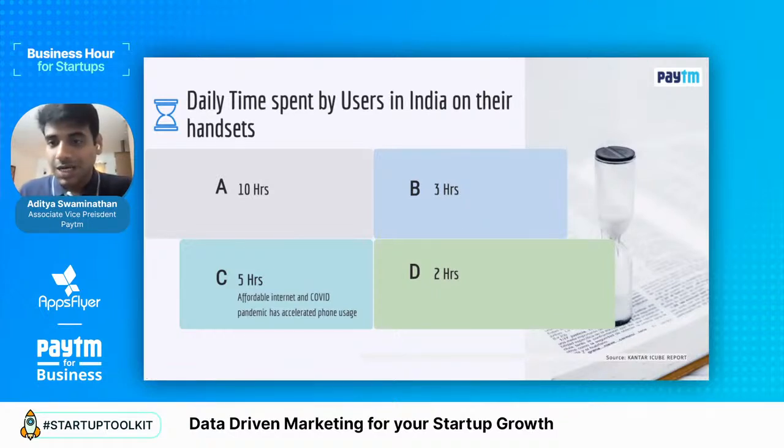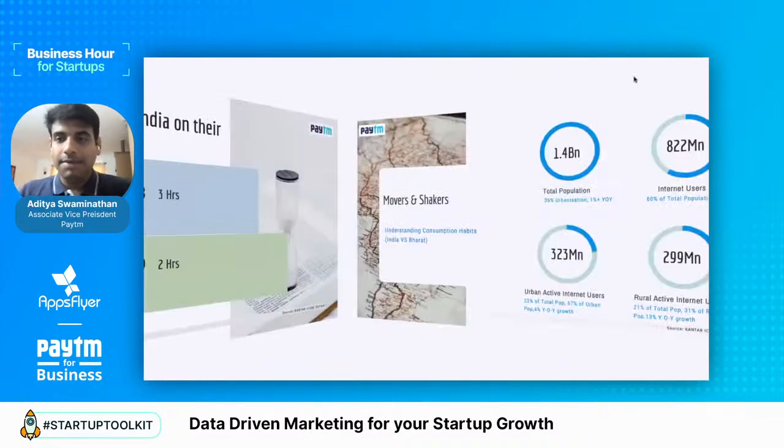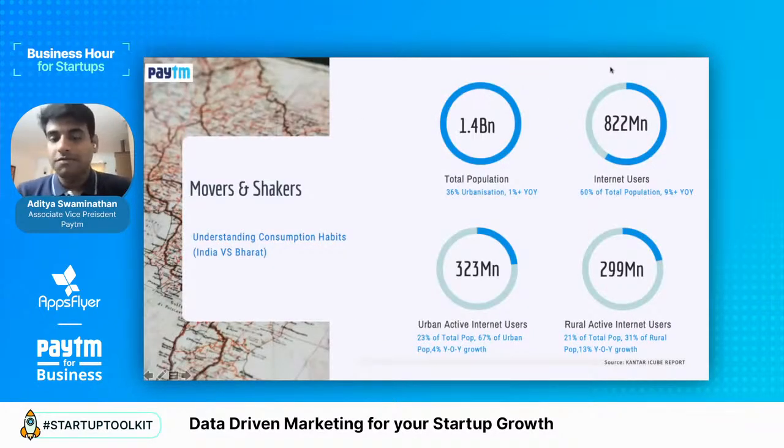So without much ado, let me quickly jump into a lot of interesting stuff that we're going to be talking about today, basically understanding the demographics of the country and the consumption habits. Like we had mentioned earlier, we have a population of about 1.4 billion citizens in this country, with about 822 million internet users, which is a 60% penetration of the total base, right? And about 320 million are urban active users, while about 300 million are rural customers.